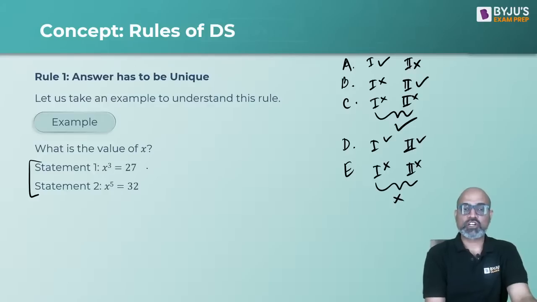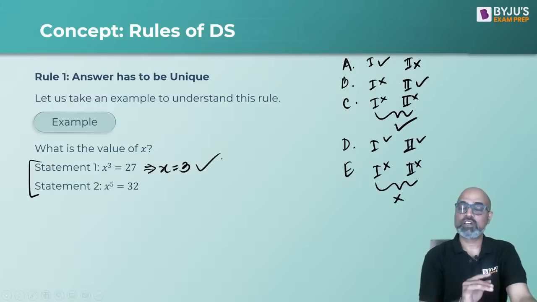So x cube is equal to 27. What is the value of x? 3. Did I just answer this question? Yes, I did. Forget about first. Let's go to second. x to the power 5 is equal to 32. So this gives us x is equal to the fifth root of 32, which is 2. So what is the value of x? x is equal to 2. Did I just answer this question?